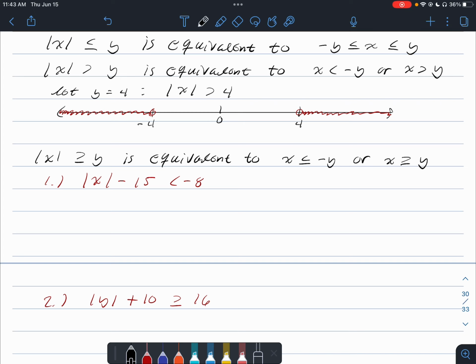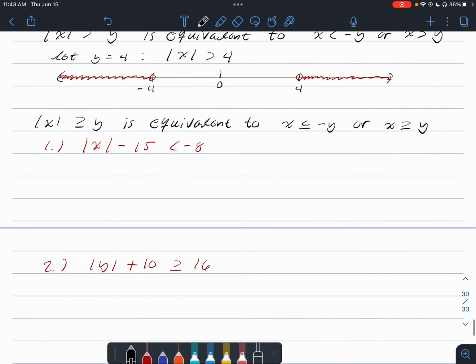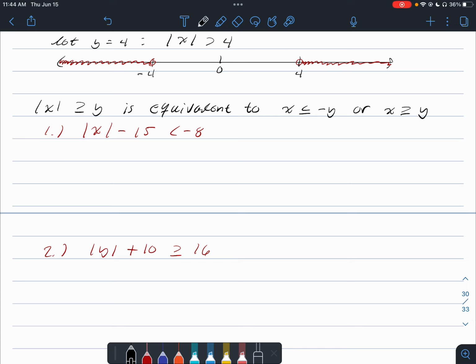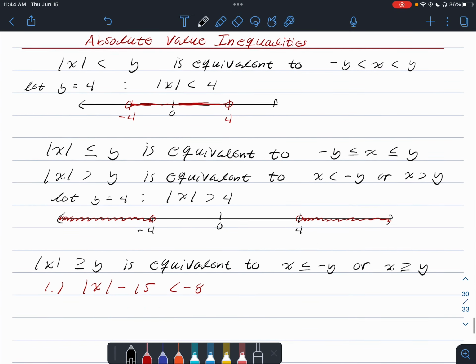Okay, and again, the graph is exactly the same, except you would just fill in the dots. There's nothing particularly different here about that.